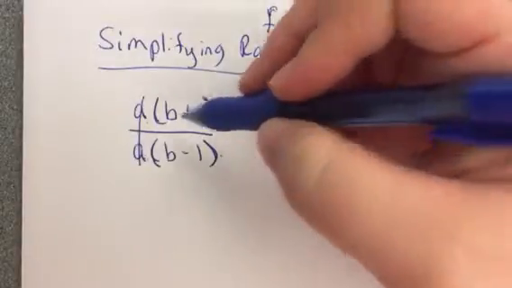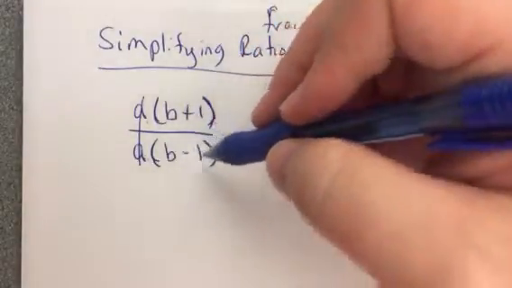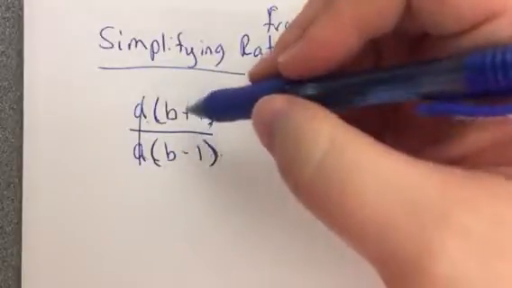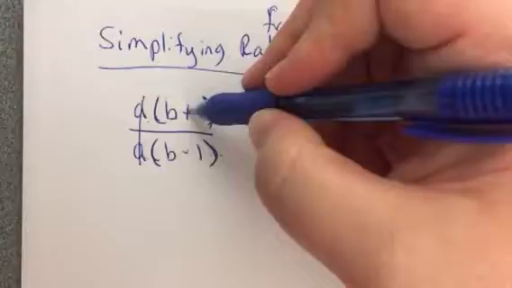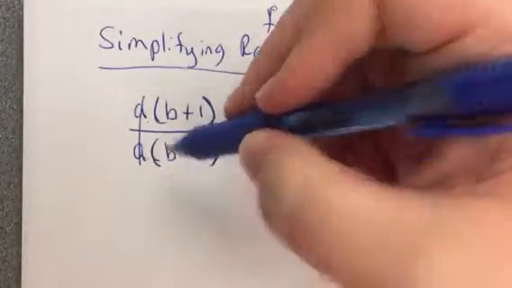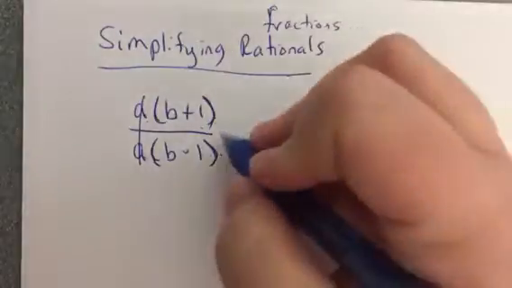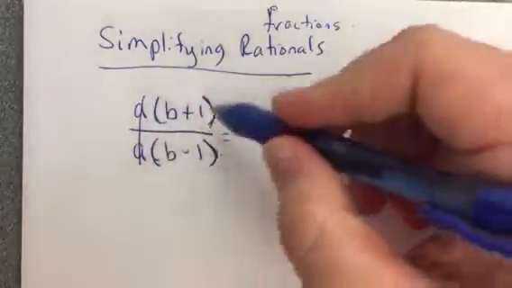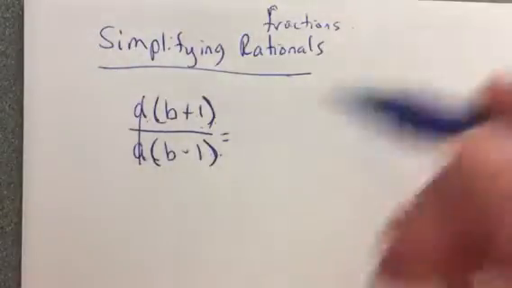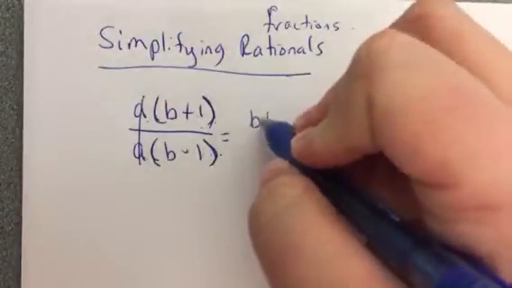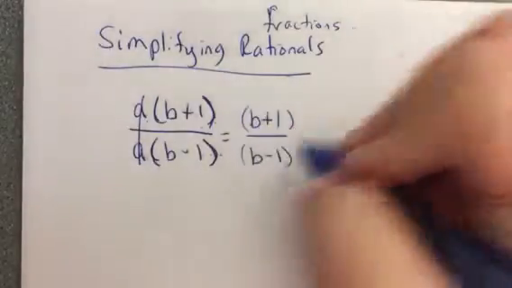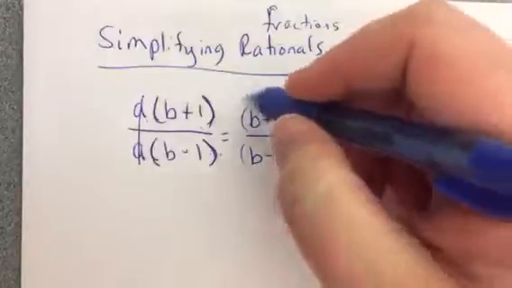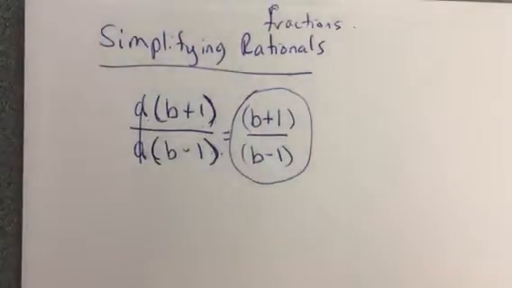We look at our other factors, we have b plus 1 and b minus 1. Everything is the same except for this plus and this minus sign. But because your numerator has a plus sign and your denominator has a minus sign, these are not identical, therefore we cannot cancel them out. So we have simplified this rational expression as far as we can. So the result is simply going to be b plus 1 over b minus 1. And if you want to leave that in parentheses, not a bad idea. But this is our simplified version.